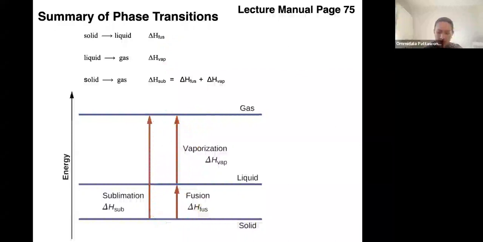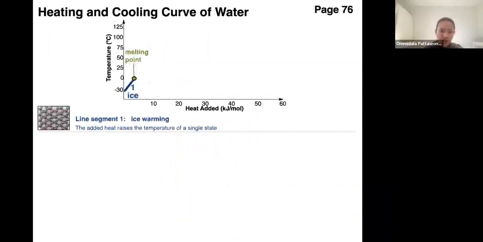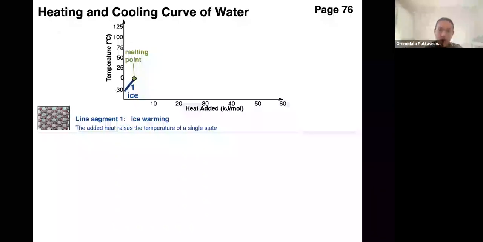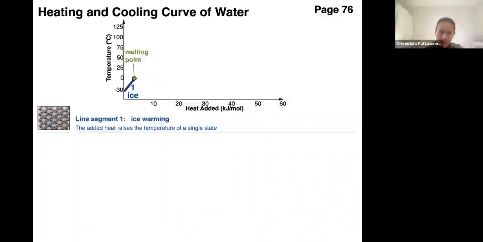So this graph right here is based on the state function idea and also Hess's law that we learned in a previous lecture. The next thing we are going to do is combine all those processes that we saw earlier and put those ideas into water. We're going to look at what happens when we heat water. The graph you are about to see is called a heating curve. The opposite would be a cooling curve. So let's take a look at this.